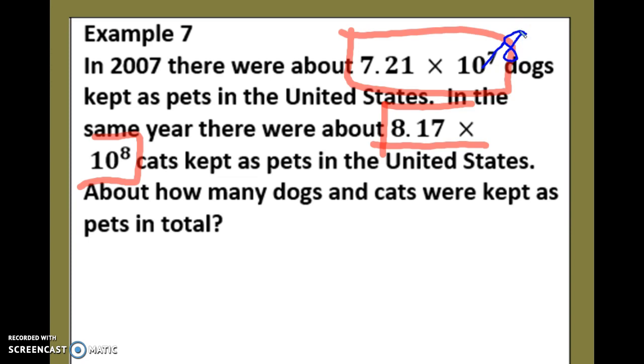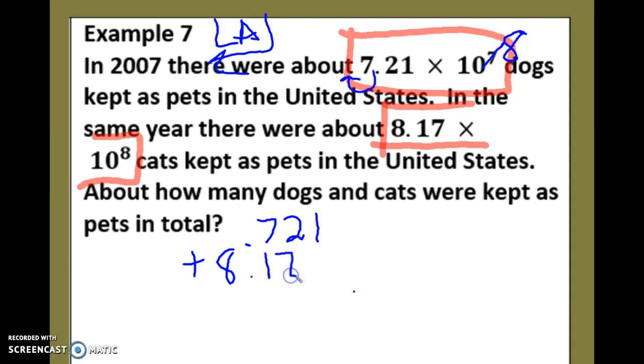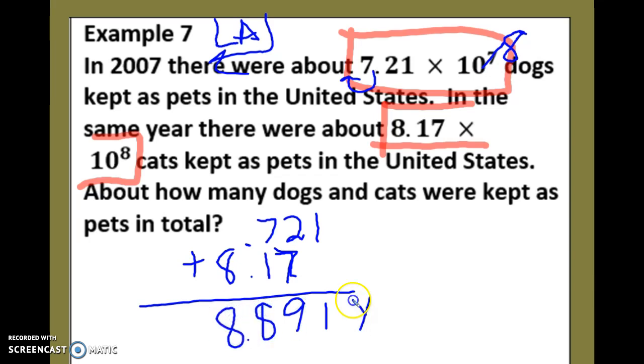So if I follow LARS, left we add. So we added 1, which means we move our decimal one spot to the left. So now we're adding 0.721 with the number 8.17. We add that up, we get 8.891 and then times 10 to the 8th power.